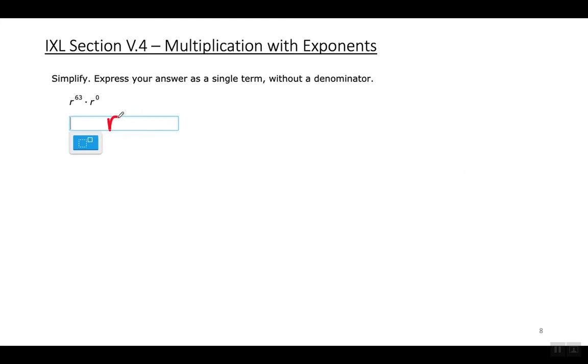Over here, there's just one letter, so one variable, so I'll just leave that. And 63 plus 0 is 63. So that one's easy.